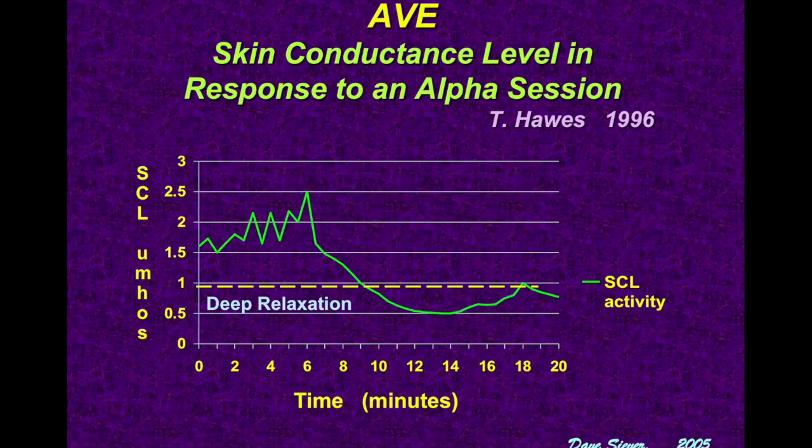The same thing with skin conductance. We have sweaty hands when we're under stress. And this person here is quite under stress. And with entrainment turned on at, again, 10 pulses per second, we see at about the 6-minute mark, the sweat activity really falls off as the person becomes deeply relaxed.